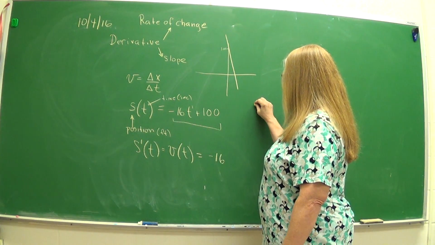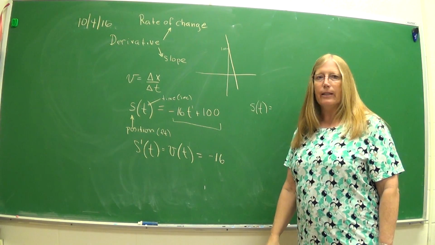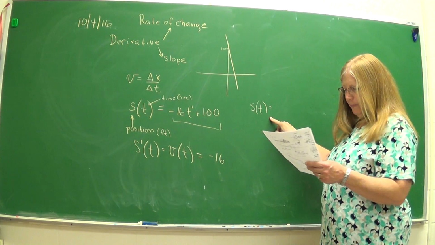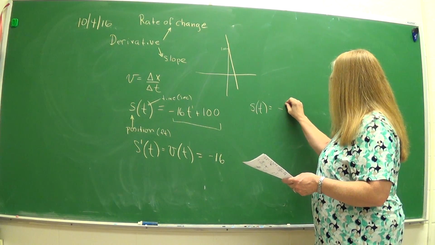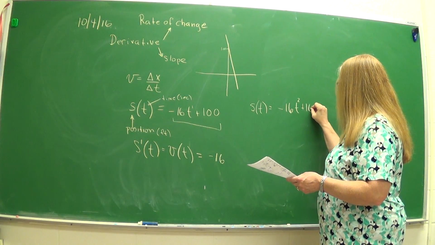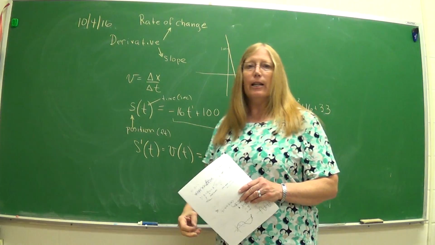All right, so let's take a more interesting expression for our graph. Let's say that we have an expression that is quadratic. So I'm going to take a new example here and say the position is given by negative 16t squared plus 16t plus 33. So again, this is a position equation.